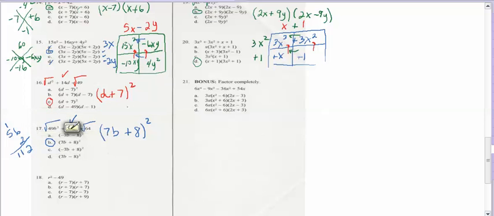Number 18. It looks like it's a difference of squares. Take the square root of the first term, which is r. Take the square root of the last term, which is 7. Write two problems, one plus and one minus. And I've got my difference of squares. Negative and positive, the order doesn't matter. So I've got my 18 as A.